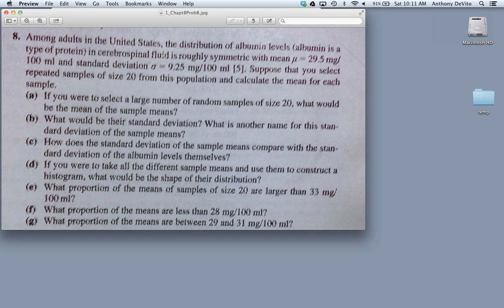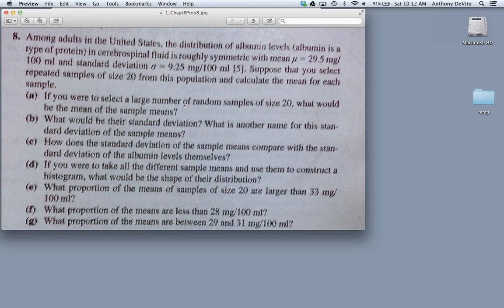And since the population is normally distributed, even though it's a small sample, less than 30, we would expect the means of the samples of size 20 to be normally distributed also. If you were to select a large number of random samples of size 20, what would be the mean of the sample means? Anybody want to hazard a guess on that? We take repeated samples over and over again, find their means. What are the means of the means going to be? What does the mean of all those samples approximate? In other words, that's going to be the population mean, right?